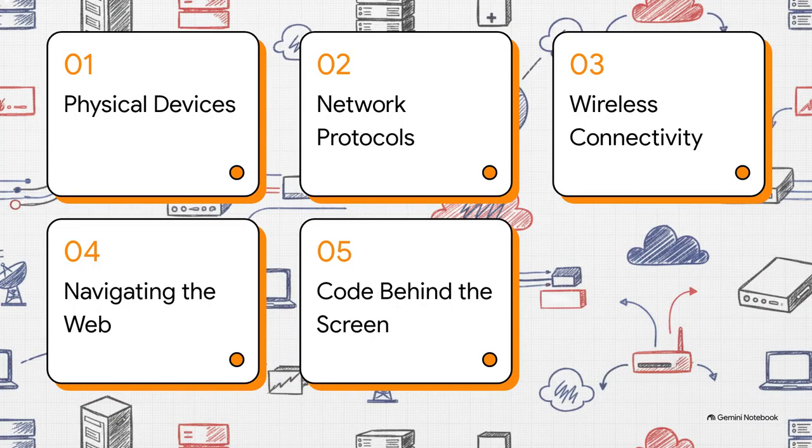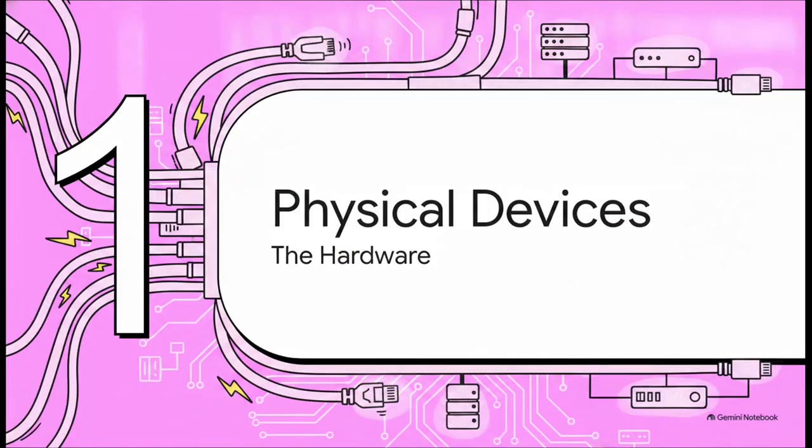We've got 5 stops. First, physical devices and hardware. Second, protocols, or the rules of communication. Third, wireless and mobile connectivity. Fourth, navigating the web. And finally, the code behind the screen. All right, let's dive right into section 1, physical devices and the hardware.